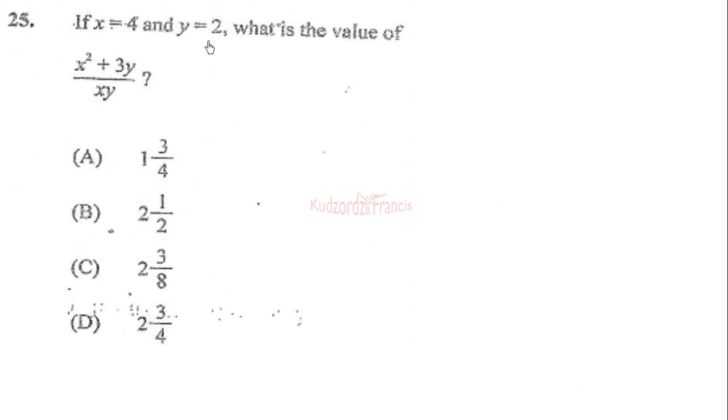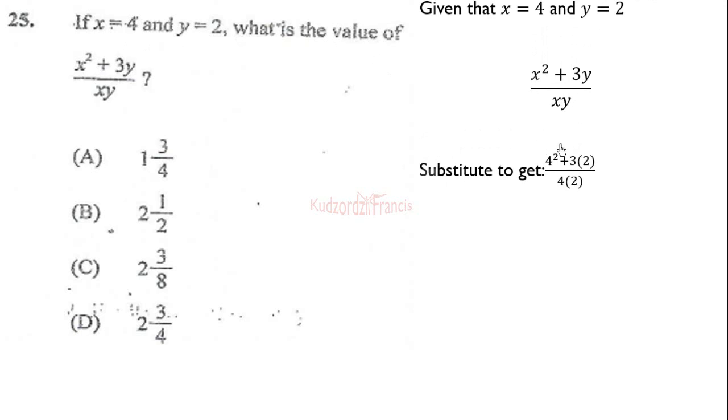If x equals 4 and y equals 2, what is the value of x squared plus 3y all over xy? So we do the substitution. We have x squared plus 3y over xy. So we substitute to obtain 4 squared plus 3 times 2 all over 4 times 2. And this will be equal to 4 squared is 16, 3 times 2 is 6, and 4 times 2 is 8. Then we add the numerator now to obtain 22 over 8.